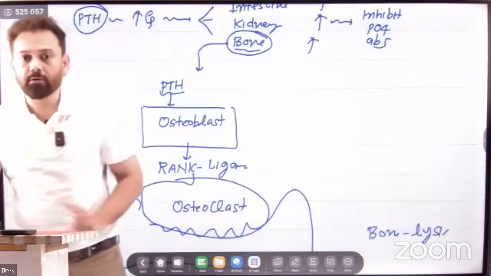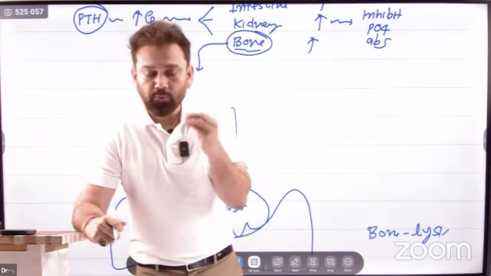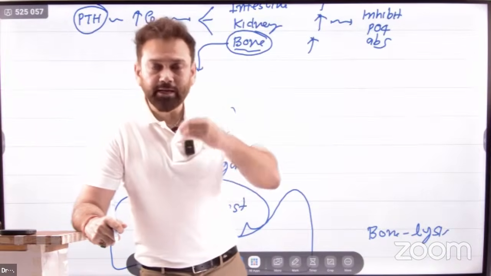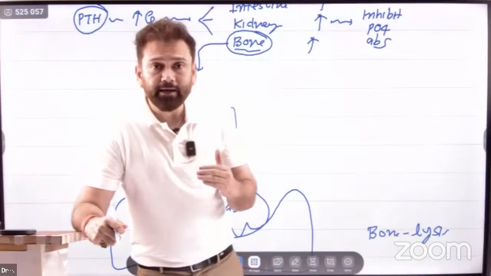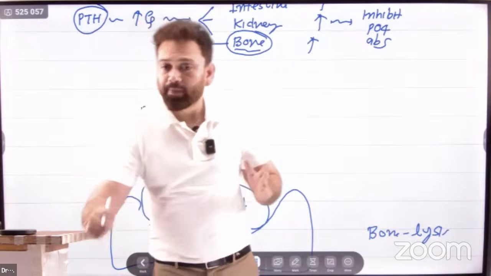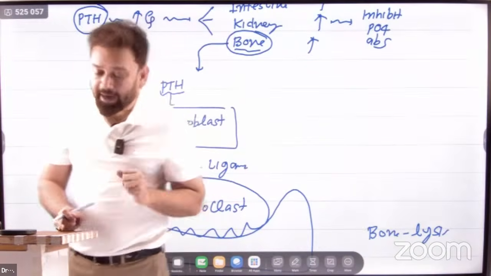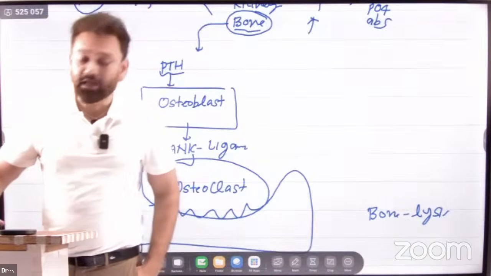Is it clear or not? So parathormone will activate osteoblast. Osteoblast will release rank ligand. Rank ligand will activate osteoclast to cause bone lysis. So parathormone is not good for the bone. So rank ligand is good for bone or bad for bone? So rank ligand is bad for bone.